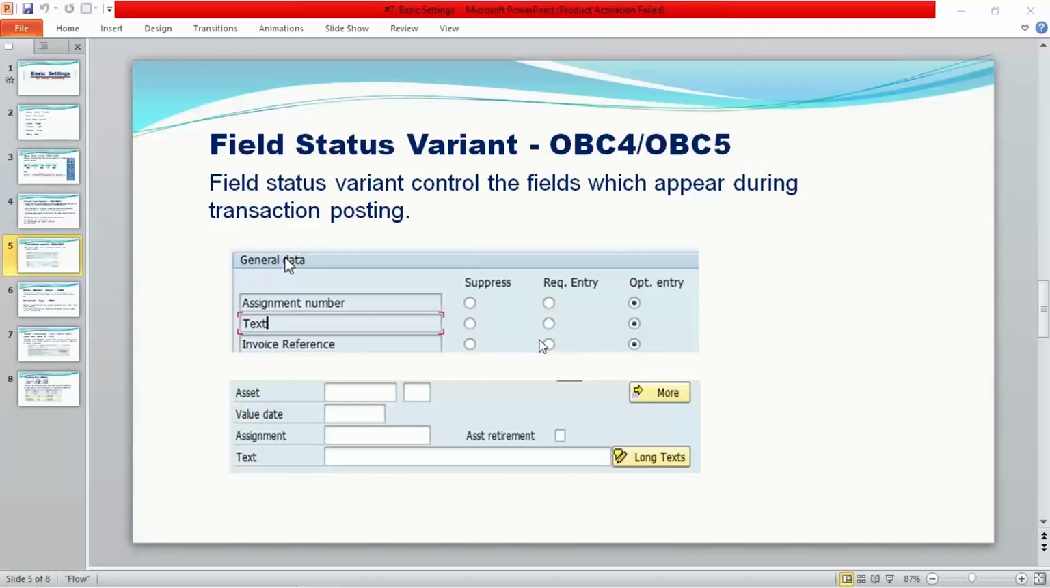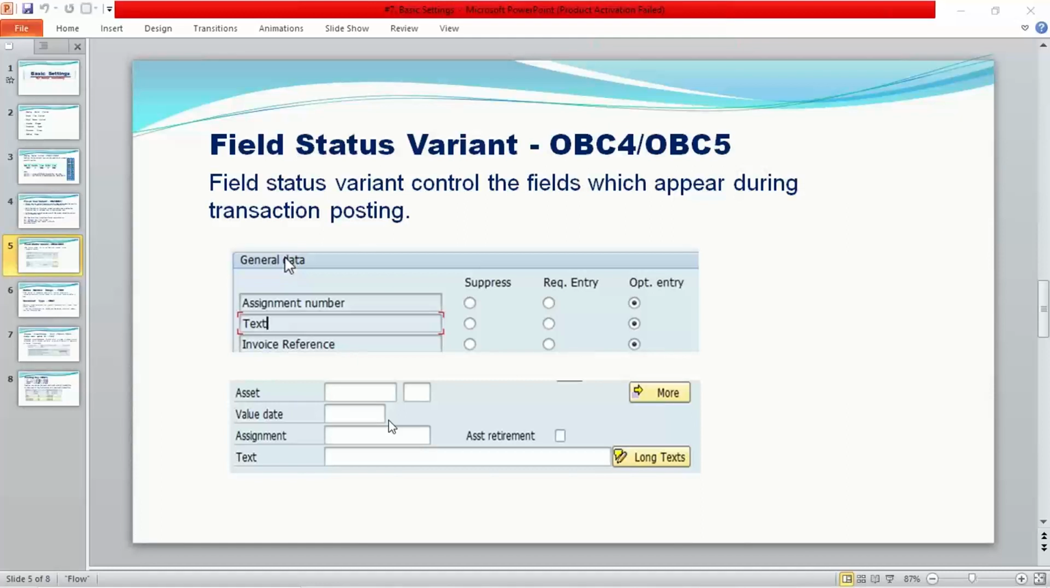So we have certain options. Here, like the text field, in front of the text field we have three options: suppressed, required, and optional. The client is saying that they must enter the details in this text field. Apart from this, the client is also talking about the value date field. Let's suppose the client says, what is the use of this value date? If it is not being used right now for transaction posting, then why is this field appearing here? Why does it appear if there is no use?